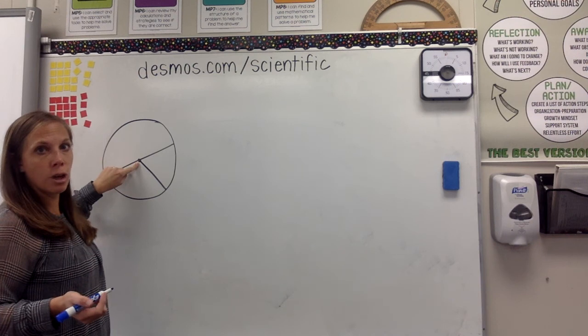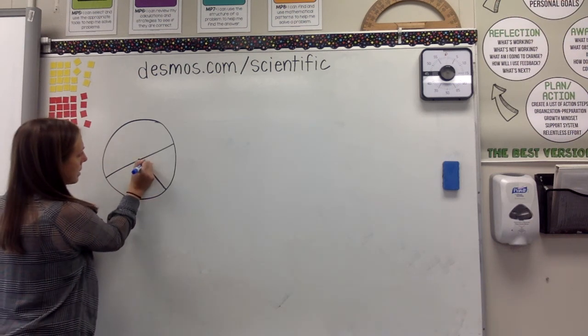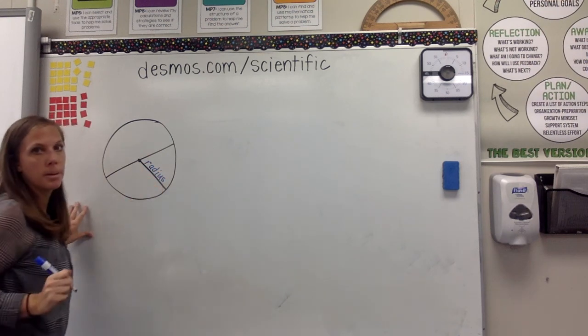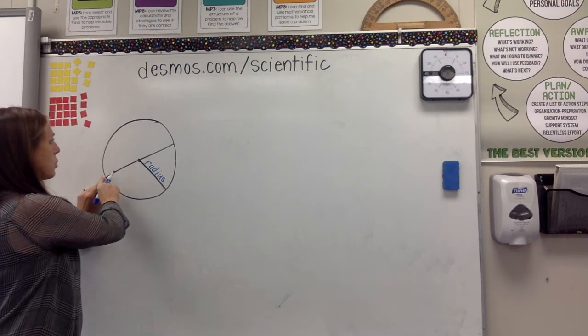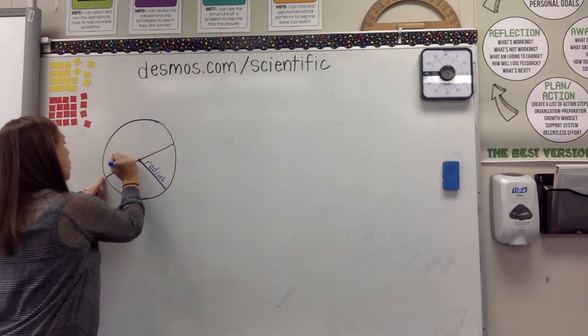A line that goes from the center of the circle to the edge is called a radius. The line that goes from one side to the other through the center is called the diameter.